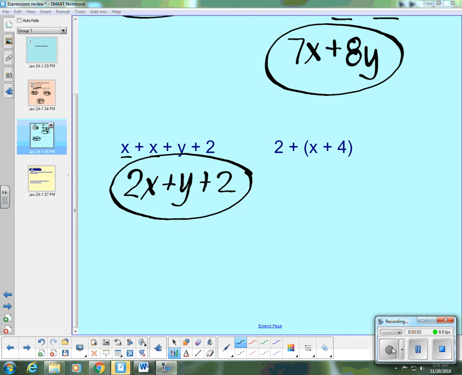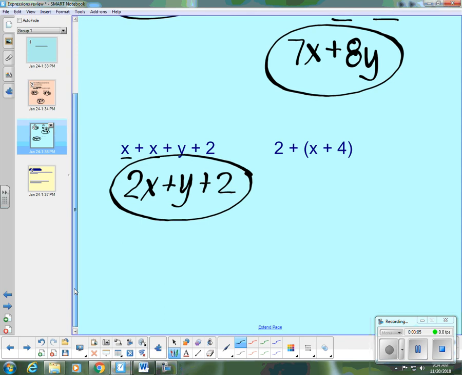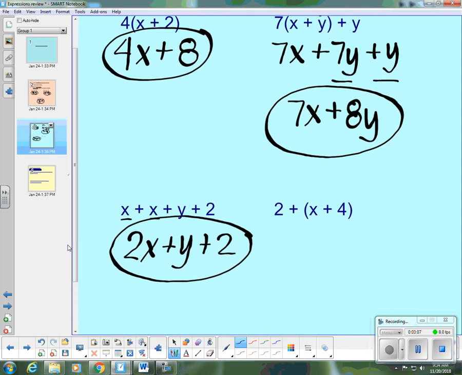The last one is a little bit different than the first one we looked at on this page because it's all addition, which means it is not the distributive property. In fact, it's the associative property, which states it doesn't matter where we put the parentheses if it's an all addition problem. So I'm going to rewrite this problem without the parentheses because it's all addition and that's okay to do.